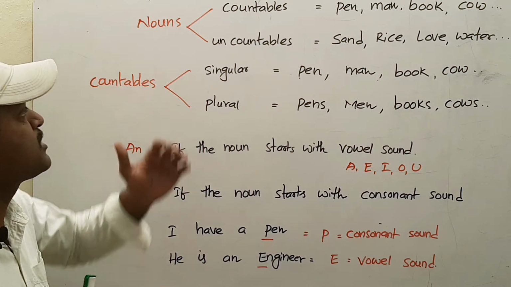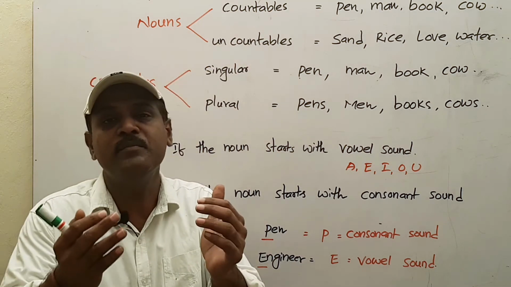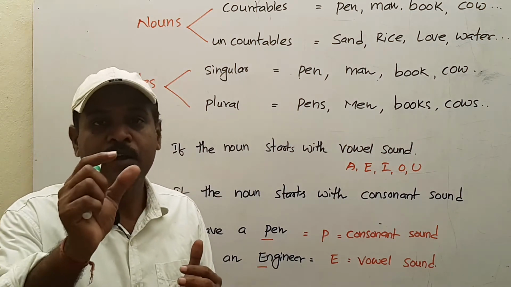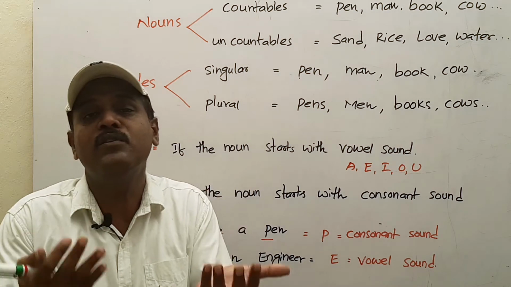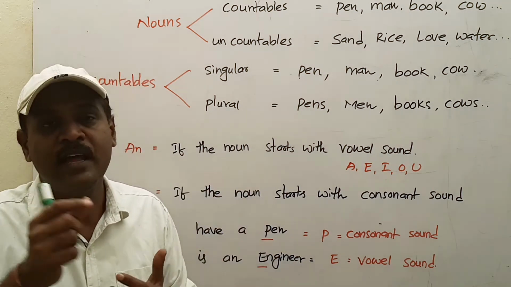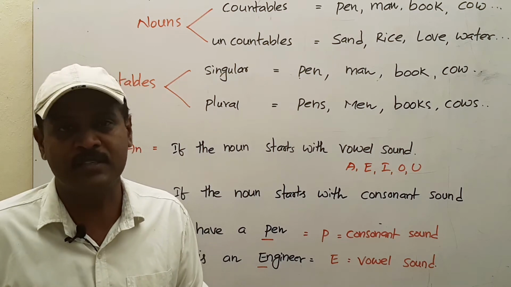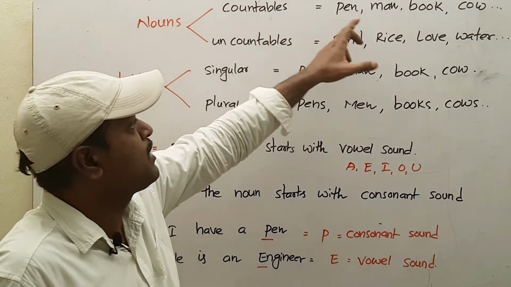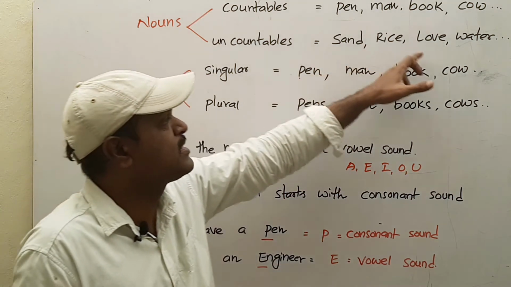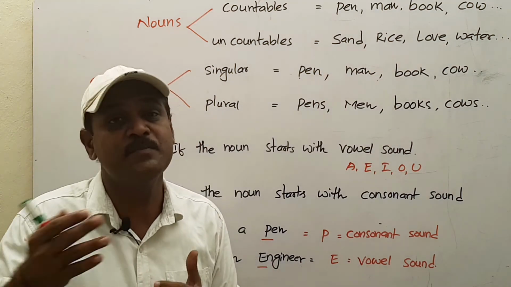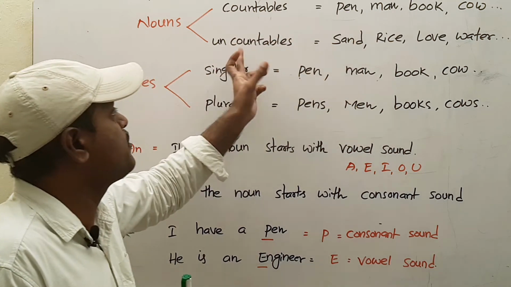In English, nouns can be divided into countables and uncountables. If you can count them, they are called countables, like 1 pen, 2 pens, 3 pens, 4 pens. If you can't count them, they are called uncountables, like 1 water, 2 waters, 3 waters, 4 waters. We can count pen, man, book, cow, etc. We can't count sand, rice, love, water. Of course, there are other phrases, but likewise, as with countables, we can't count uncountables.